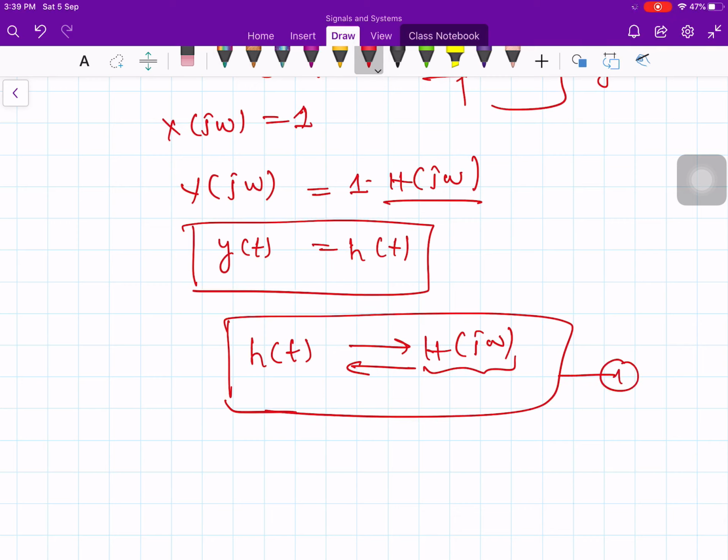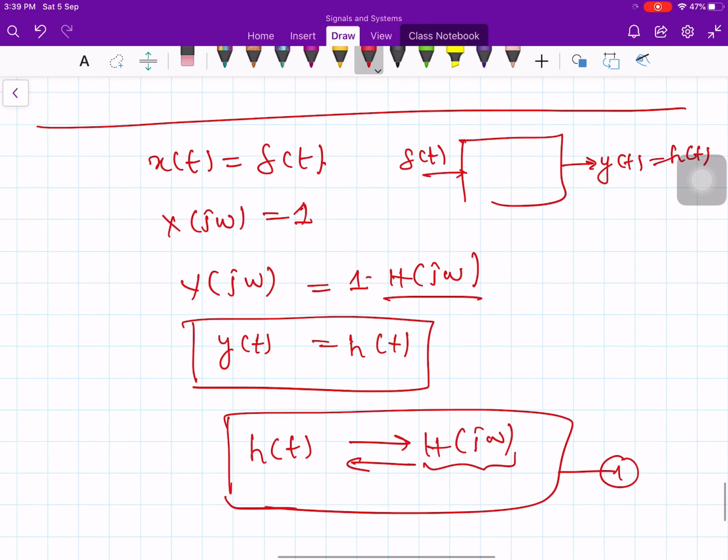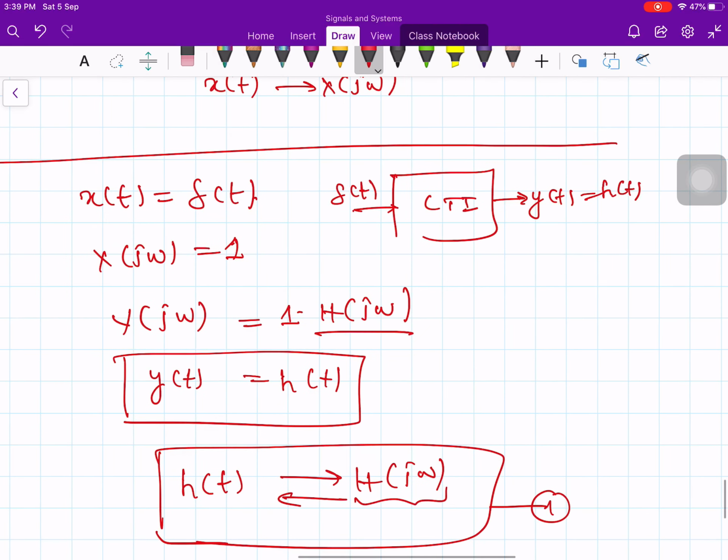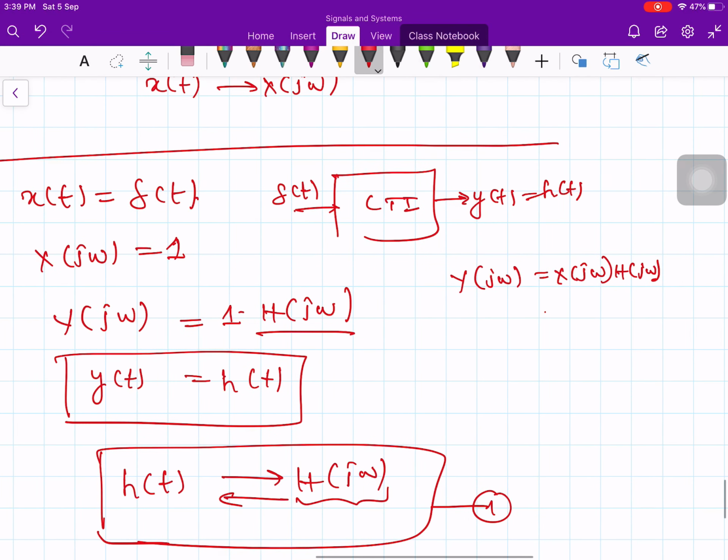System function is the Fourier transform of the impulse response, or impulse response is the inverse Fourier transform of the system function. So, this is a very, very important result. See, I have taken an LTI system and the input is del of t. What is your output? Output of the Fourier transform y of j omega is equal to x of j omega times h of j omega. What is x of j omega? 1, and this is my h of j omega.